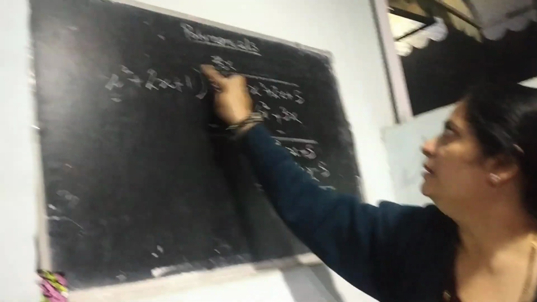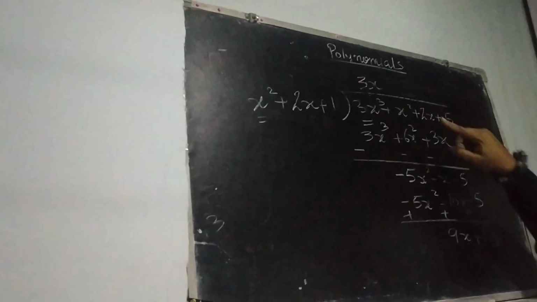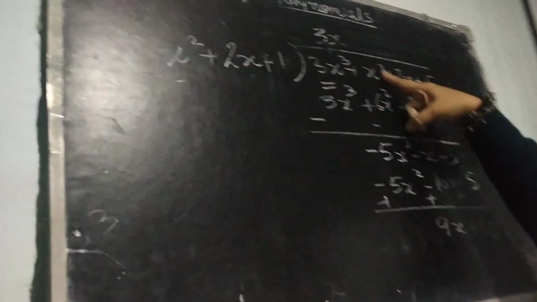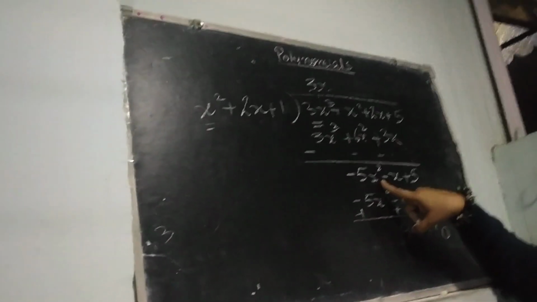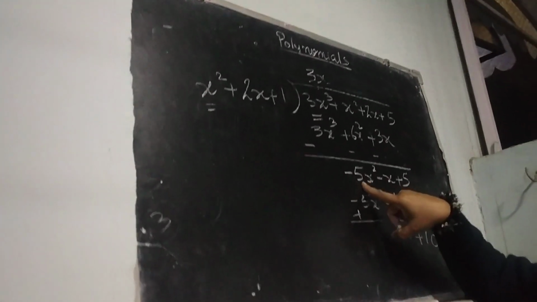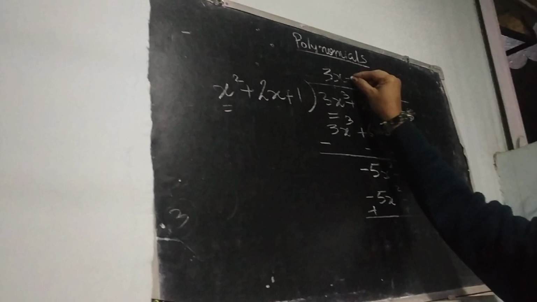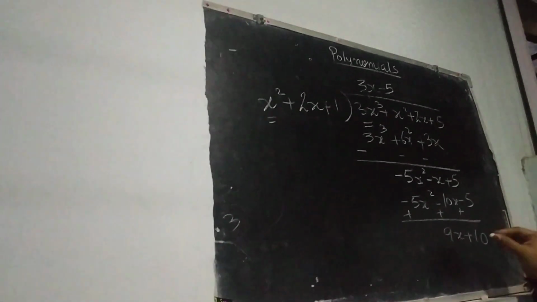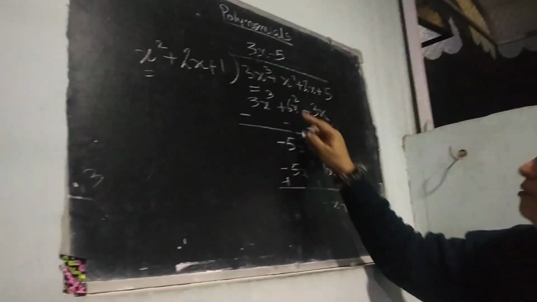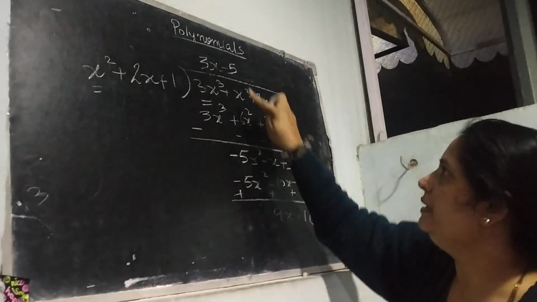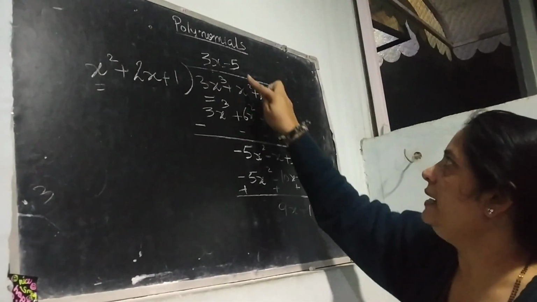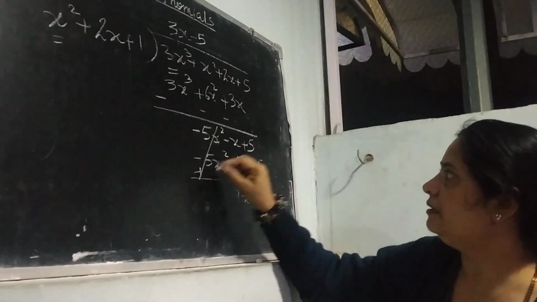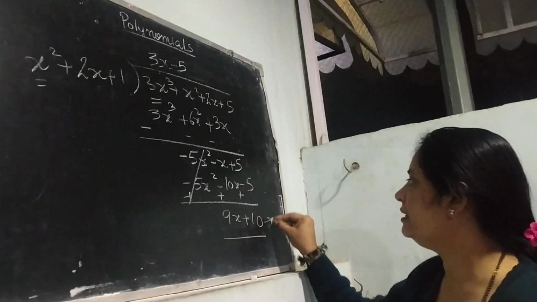Now this 3x cube plus 6x square plus 3x. Subtract it and you'll get this value. Correct? For this value now, it is minus 5x square. So put minus 5 over here and you'll get this value. And further, you can get at last, minus 5x square minus 10x minus 5. Now subtract these two. This will cancel out. You will be left with this as the remainder.